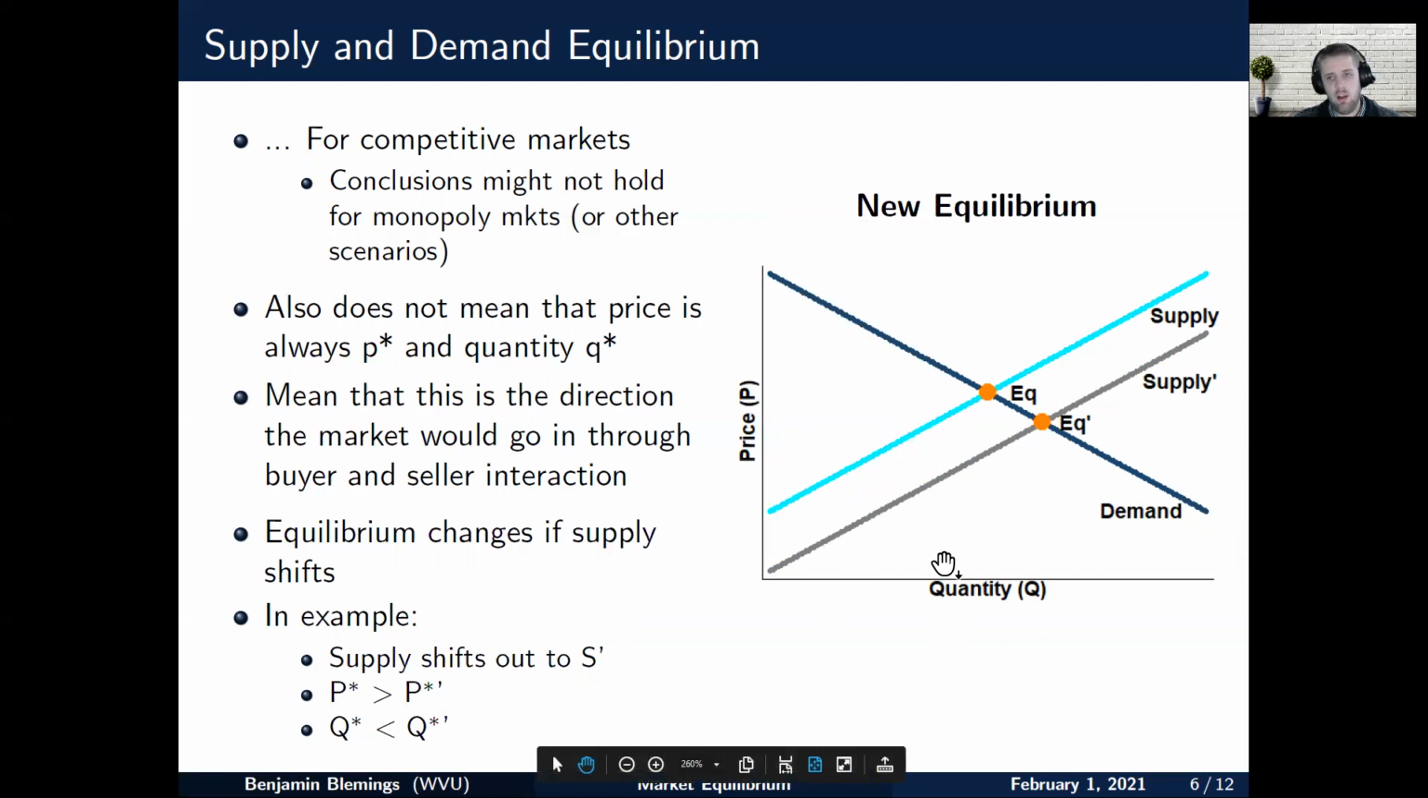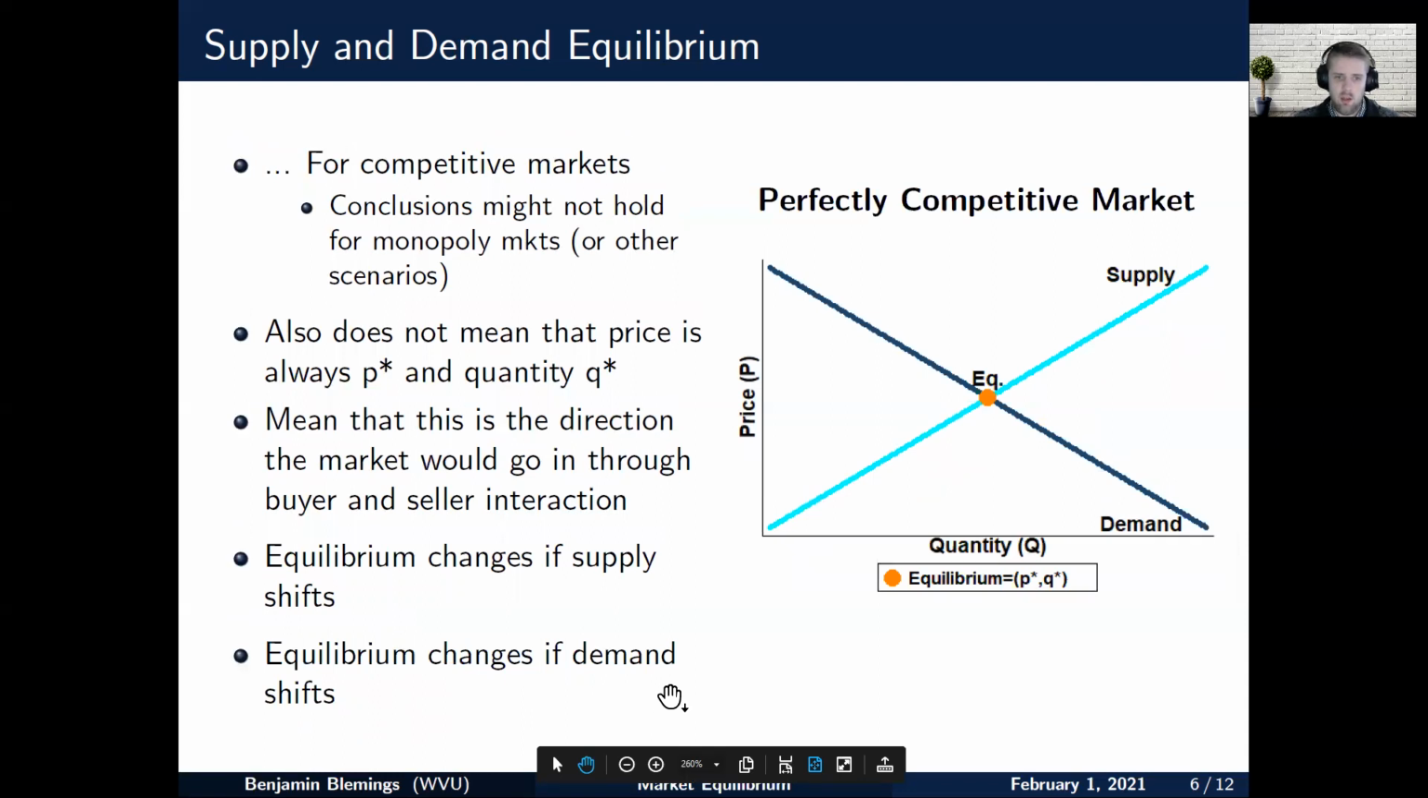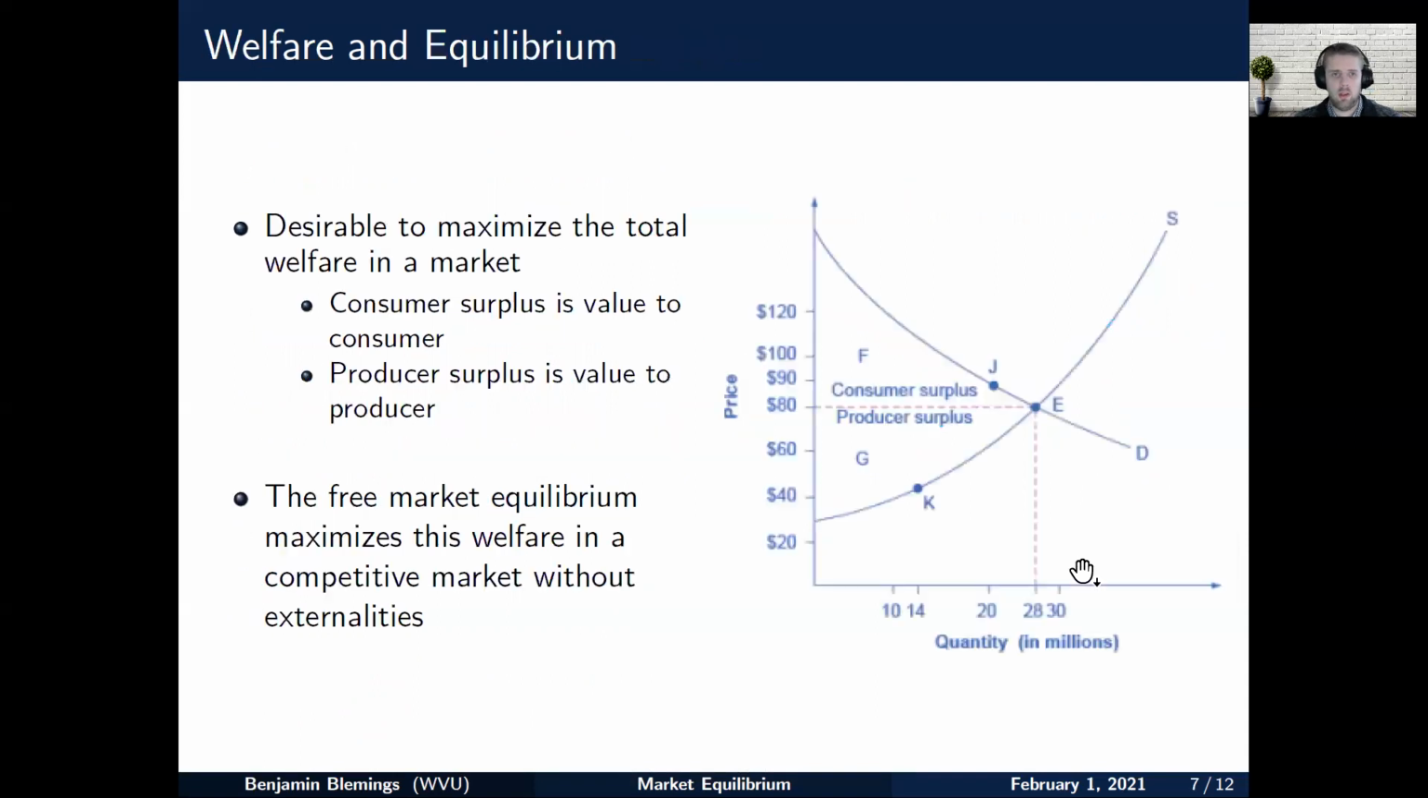And what we see here is that after the shift out to supply prime, the price at the new equilibrium is lower, and the quantity at the new equilibrium is greater than the old equilibrium quantity. So that's these two sets of inequalities right here. And I'm going to ask you to do those in your homework, so be ready for that. And we can see that this equilibrium will move around as supply and demand change, which I showed you why the supply and demand curves would shift in the last week's videos.